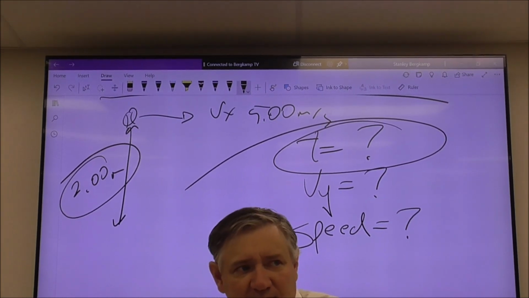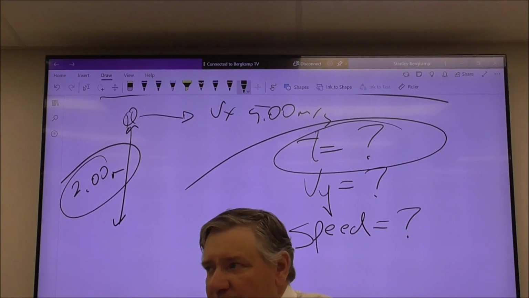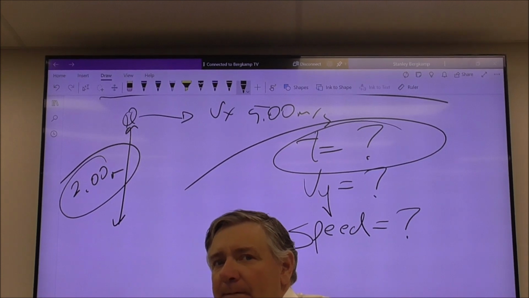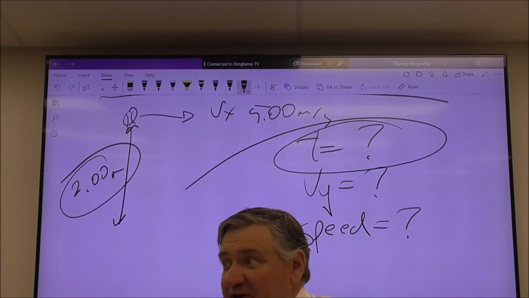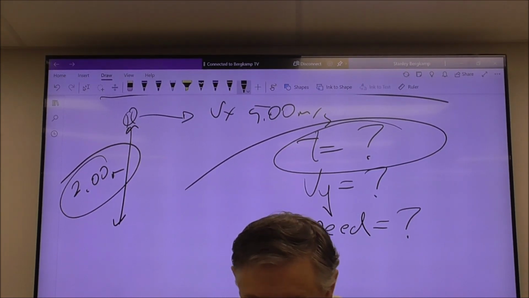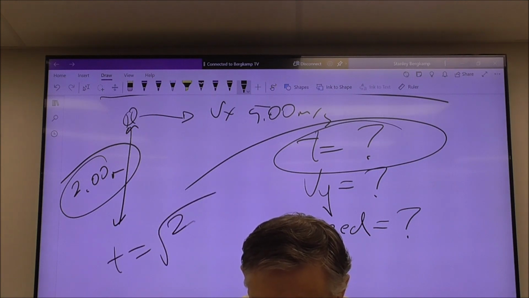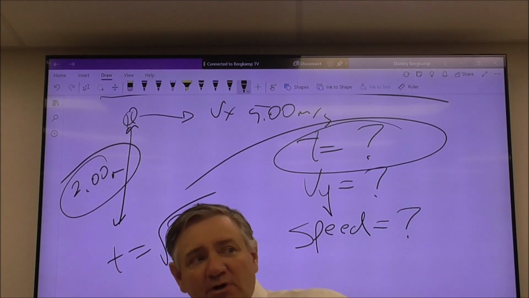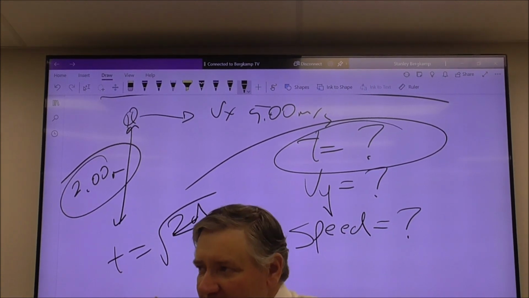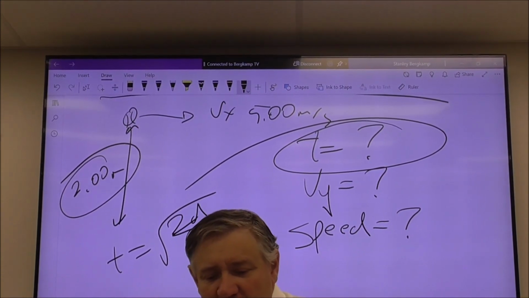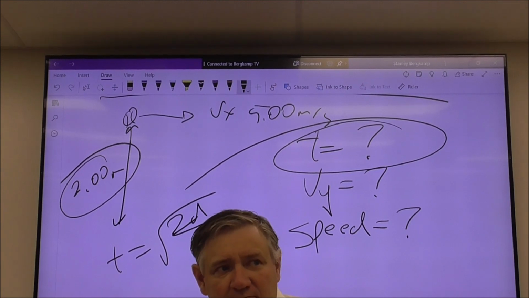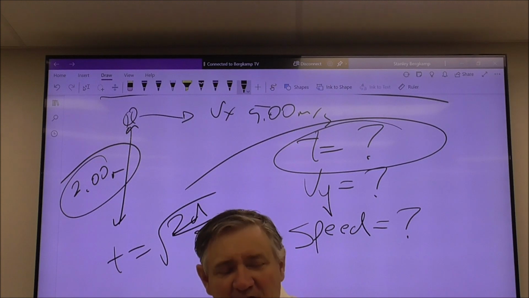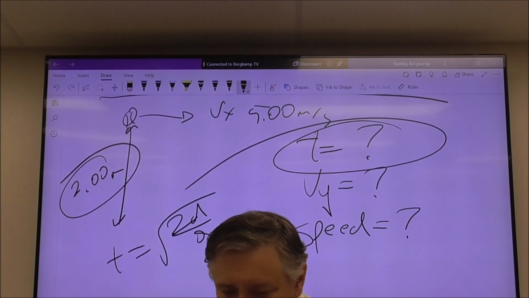How long is that ball going to be in the air? Do we have enough information to figure out how long the ball is going to be in the air? Yes. What do we need to calculate how long the ball is going to be in the air? Time equals the square root of 2d over g. The fact that I threw it, does that have any bearing at all on how long that ball is going to be in the air? Tyler. I'm going to throw that ball horizontally. So here's my question.